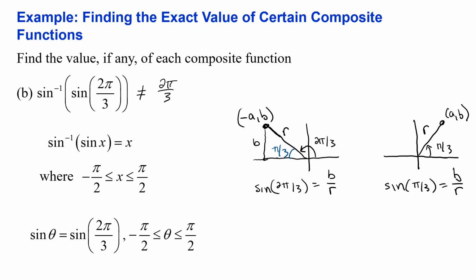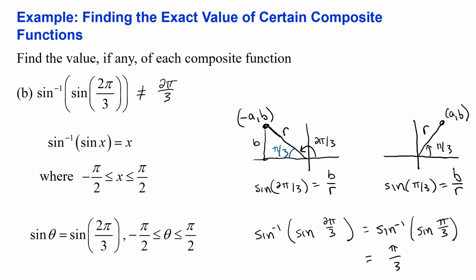Well, by definition, we again know that sine of the quantity pi over 3 also equals b over r. And thus sine of the quantity 2 pi over 3 equals sine of the quantity pi over 3. Therefore, we can write inverse sine composed with sine of the quantity 2 pi over 3 equals inverse sine composed with sine of the quantity pi over 3, and that is equal to pi over 3.